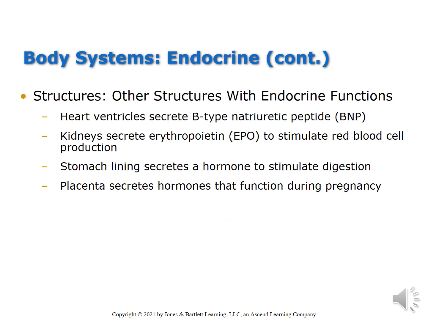There are other structures in the body that produce and release hormones that are not traditionally associated with the endocrine system, but still have very important functions as well. The heart ventricles secrete a hormone called BNP, beta natriuretic peptide, which functions in maintenance of water reabsorption and blood vessel size for blood pressure. The kidneys secrete erythropoietin, EPO, to stimulate red blood cell production. Stomach lining secretes a hormone to stimulate digestion. Placenta secretes hormones that affect function during pregnancy, such as pitocin.